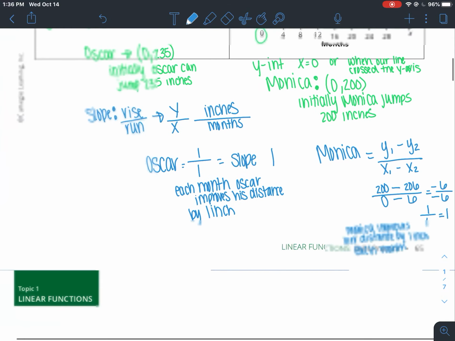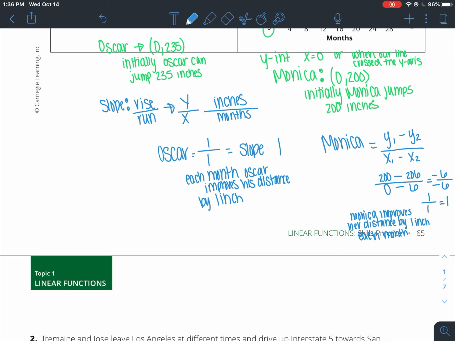Okay, so we have our y-intercepts for both individuals and the slopes for both Monica and Oscar. We notice that their slopes are the same, so they have the same improvement each month. They're both increasing their distance by 1 inch each month. However, initially, Oscar had a further distance, so he started jumping farther than Monica.